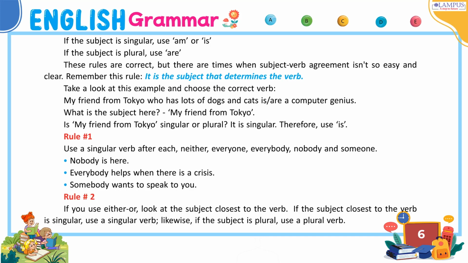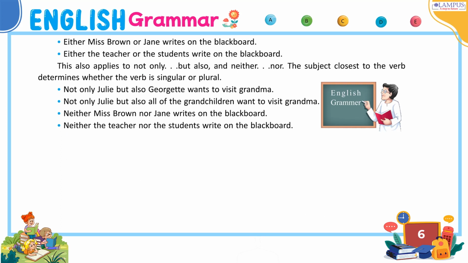Rule 2. If you use either, or, look at the subject closest to the verb. If the subject closest to the verb is singular, use a singular verb. Likewise, if the subject is plural, use a plural verb. Either Miss Brown or Jane writes on the blackboard. Either the teacher or the students write on the blackboard.